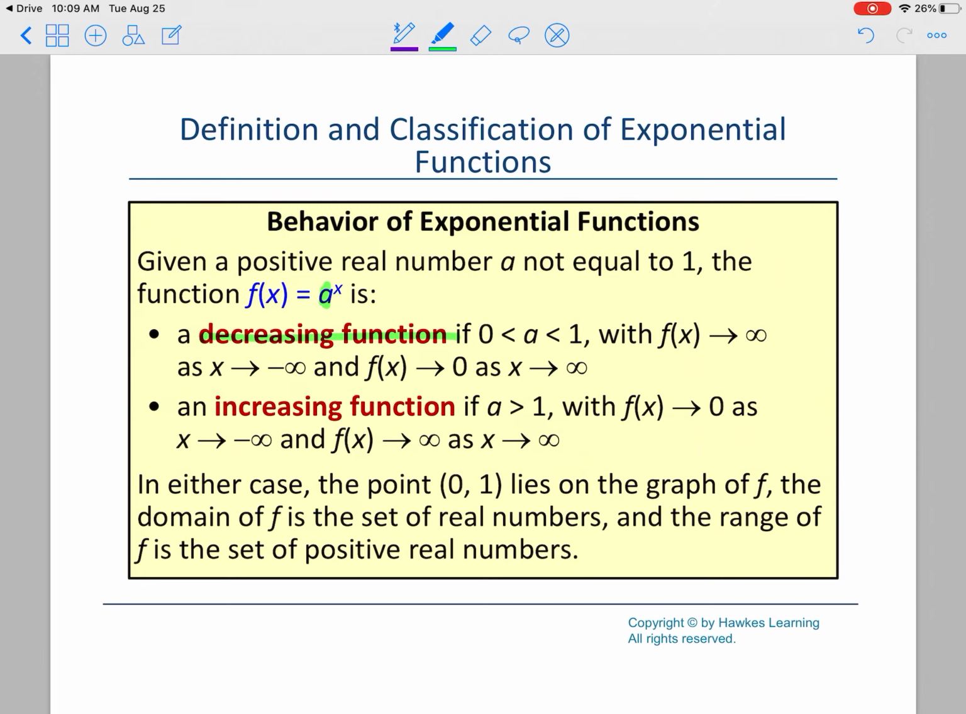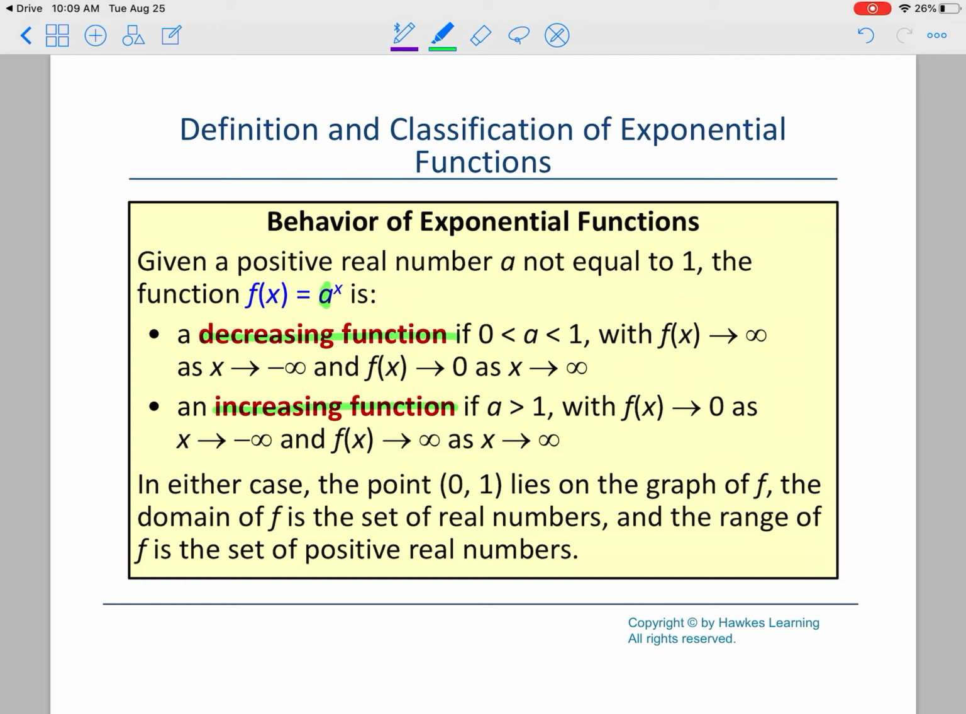Now, if my base is larger or greater than 1, so if I have a base of 3 or a base of 7 or even a base of 5/2, okay, it's still a fraction, but it's bigger than 1, then my exponential function's increasing. That means it's growing, it's getting bigger.